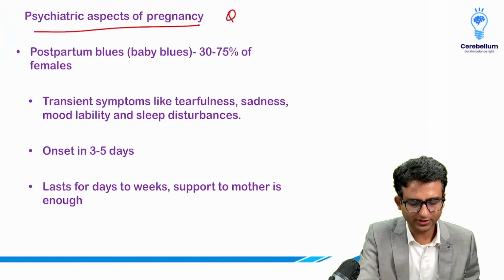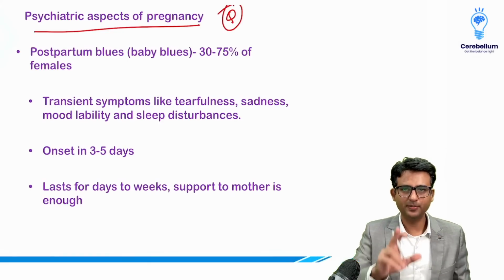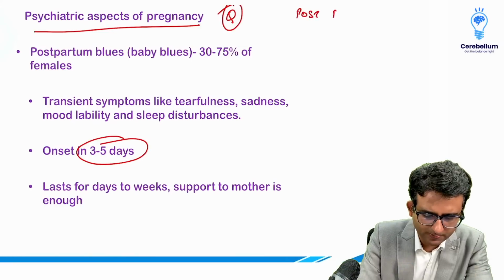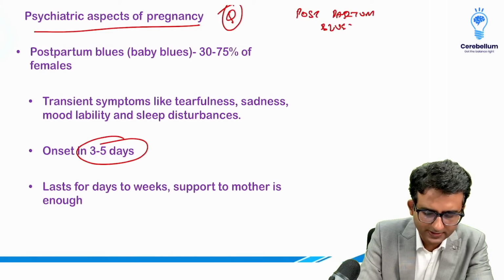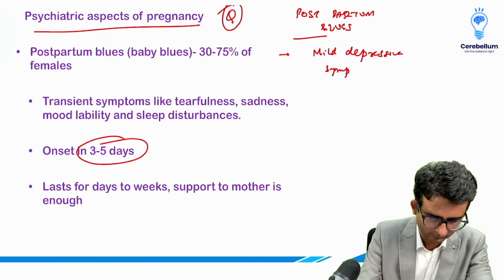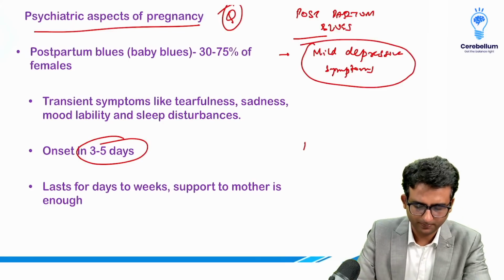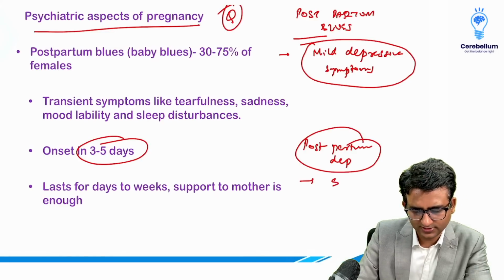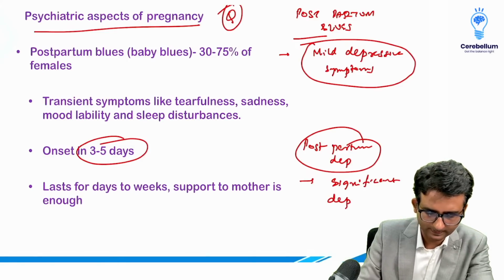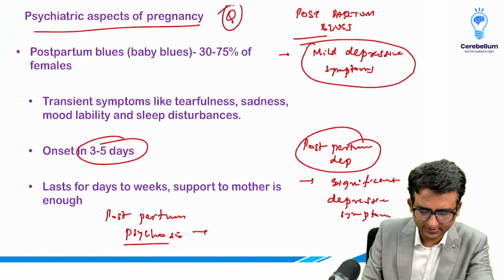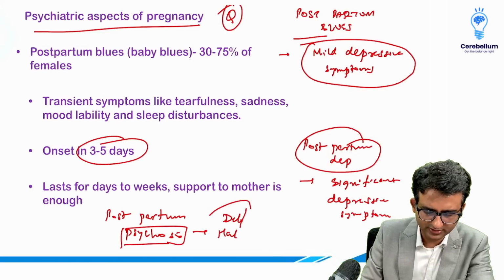Psychiatric aspects of pregnancy, a really hot question being asked every year. The mistake that you make is you try to remember the days. Do not do that. There are 3 things. Postpartum blues basically will present with mild depressive symptoms. Postpartum depression presents with significant depressive symptoms. And postpartum psychosis presents with psychosis, right, delusions or hallucinations. This we have to remember.